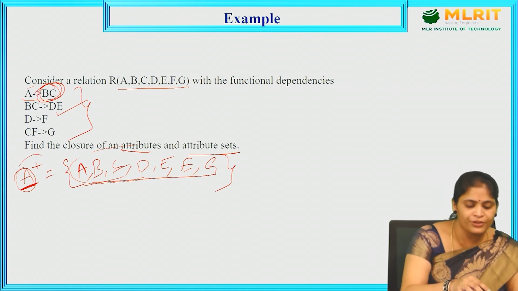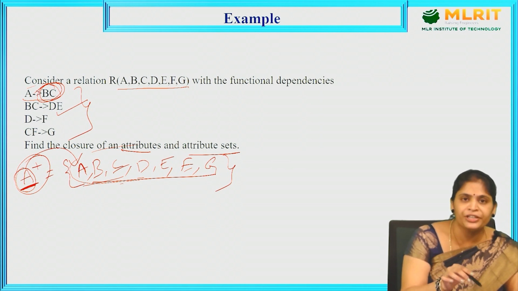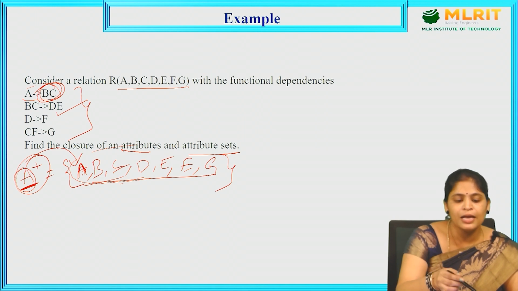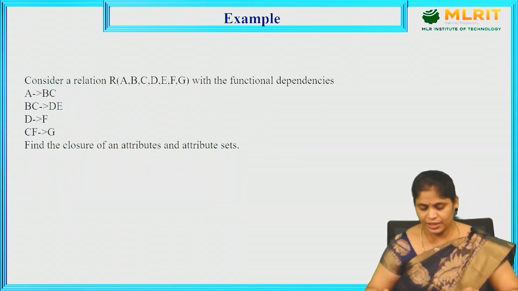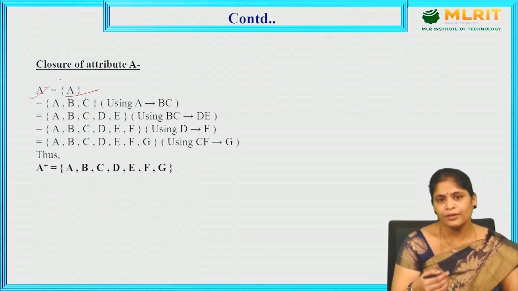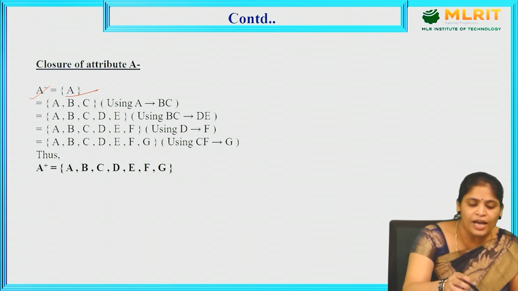The closure of A will be like this. We have to include the element itself, and we need to check whether this particular element derives some other elements by considering the given FDs. So let us check that one. See, the same thing. I have included A. Why? Because I am finding out the closure of a particular attribute A. So I have included A.